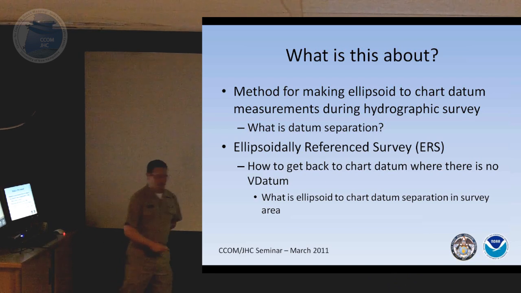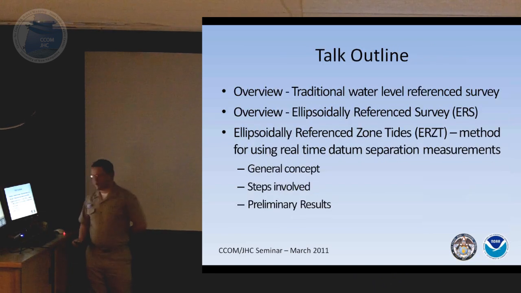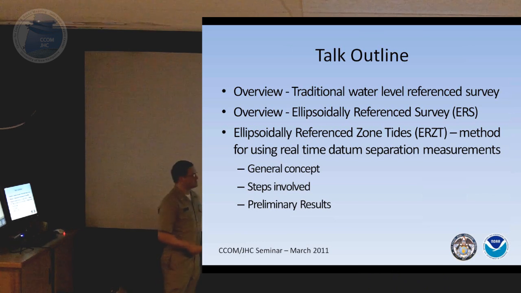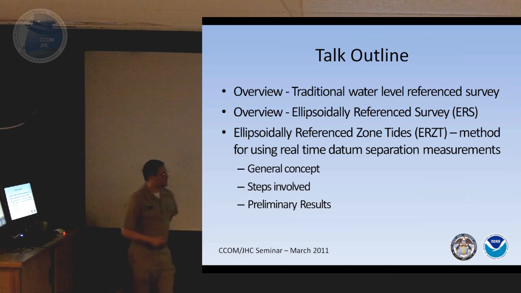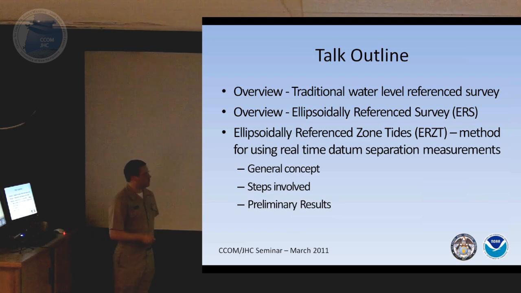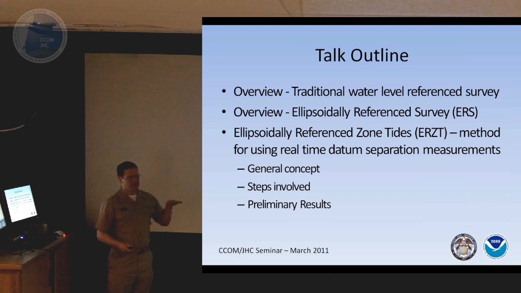So with that said, I'm going to take a step back and give you a quick overview of traditional water level survey and ellipsoidally referenced survey, just so there's a common understanding of some of the vocabulary I'm using. Then I'll proceed to the main focus here, which is ellipsoidally referenced zone tides, ERZT, which is what we're calling this method. It basically takes all your measurements as you go around, all your navigation points, and turns them into a surface that represents the difference between the ellipsoid and your chart datum.